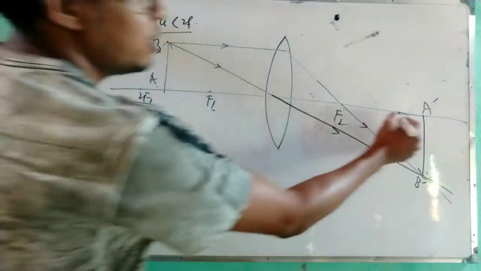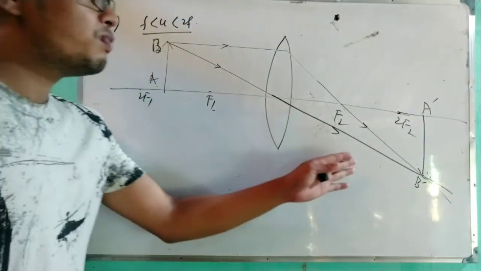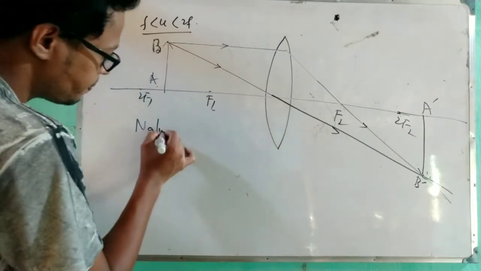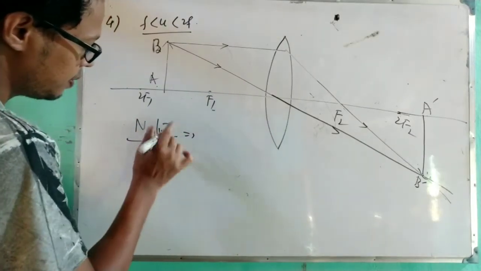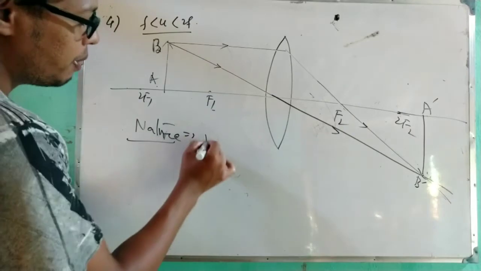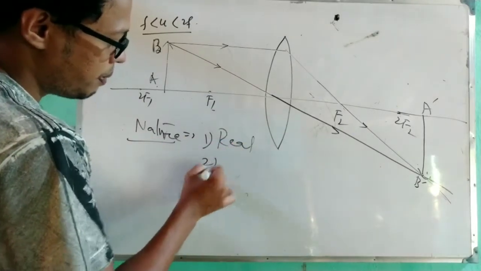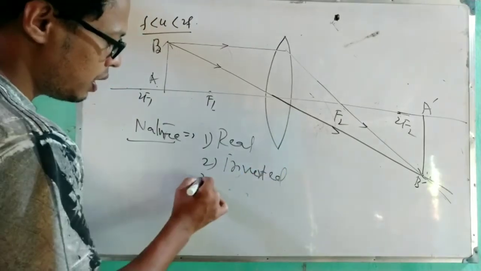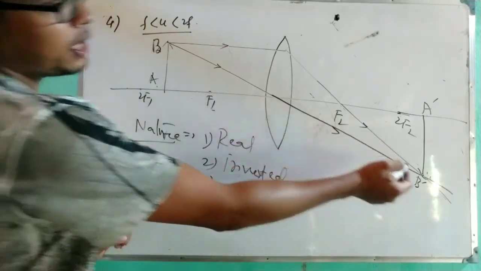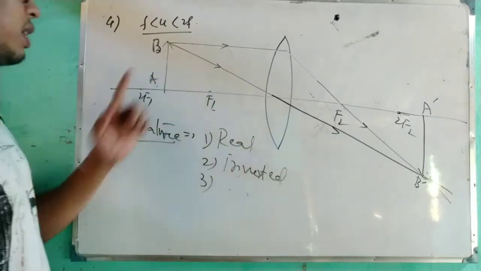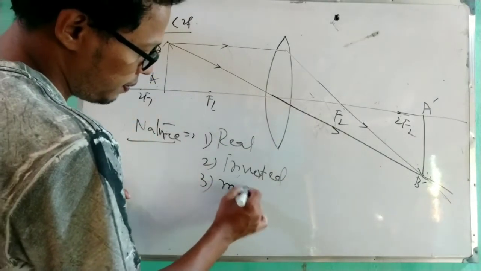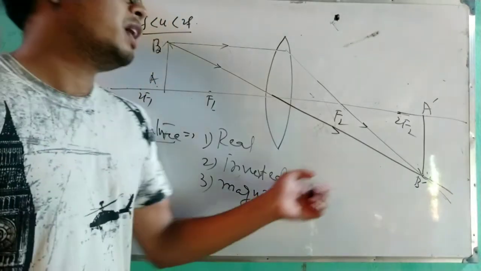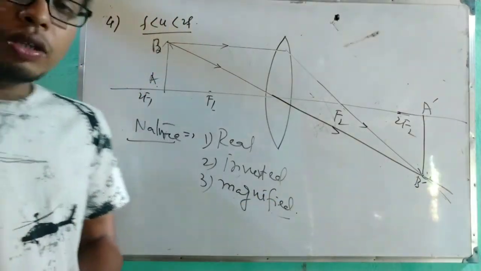Now look, what will be the nature? This is twice F2. So the image is forming beyond twice F2. So what will be the nature? Number 1 will be real, number 2 inverted. Number 3, obviously see the size of the image will be larger than the object, so it is magnified. Or you can say the image is formed beyond twice F also.